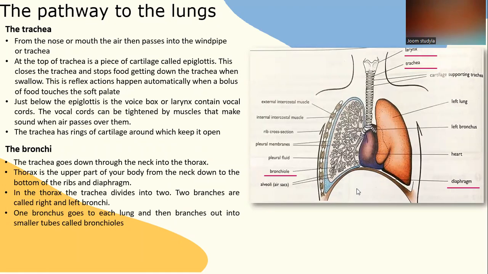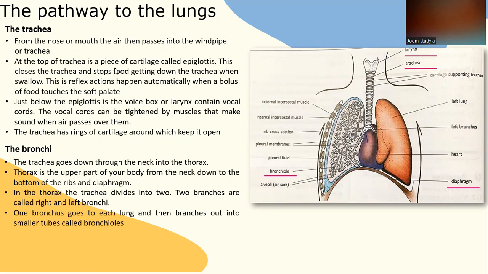The pathway to the lung. The trachea from the nose. If you see where the trachea is, this is the position of the trachea. This is the upper side, the larynx, and this is the trachea. From the nose or mouth, the air then passes into the one windpipe, or trachea. So the air will flow and pass into the trachea, or windpipe.